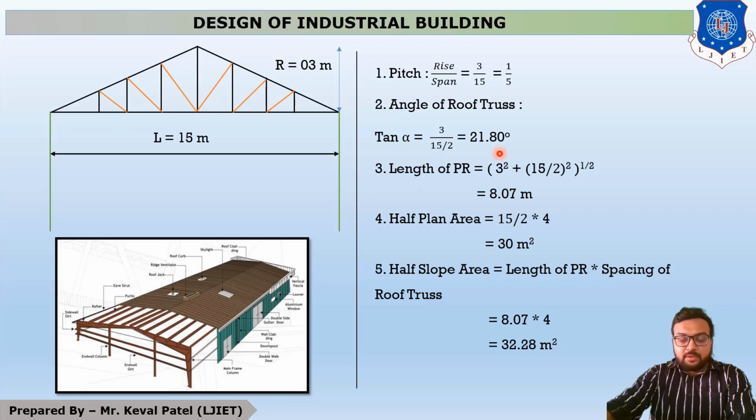Now the third preliminary dimension is this length. This length is the length of the principal rafter, and this length will be found with the help of Pythagoras.